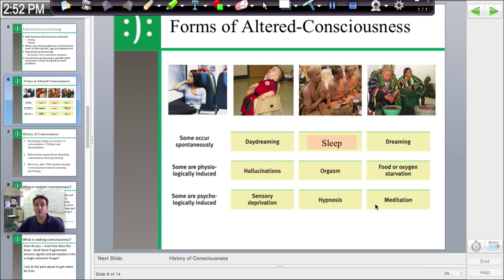So, forms of altered consciousness are all of the following. We will talk about daydreaming, sleep, hallucinations, and dreaming in depth. But we have different categories that these fall into. Some occur spontaneously, some are physiological, and some are psychologically induced. Okay?